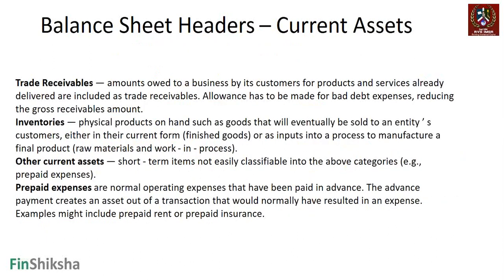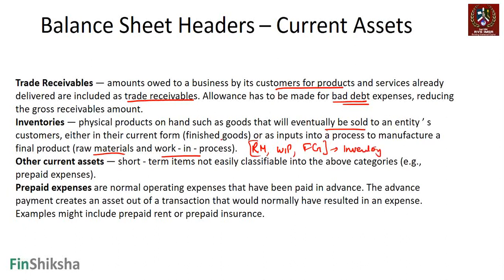Then we look at the other areas. So trade receivables are amounts owed to the business by customers for products and services that are delivered but not yet paid for. These are included as trade receivables. Allowances have to be made for bad debt, the bad debts expected out of these total receivables, right? Then inventories are physical products on hand, such as goods that will eventually be sold to end customers, either in their current form, finished goods, or as inputs to the process, which is raw materials and work in progress. So raw material, WIP, or finished goods, all of them combine to give you the inventory, right?